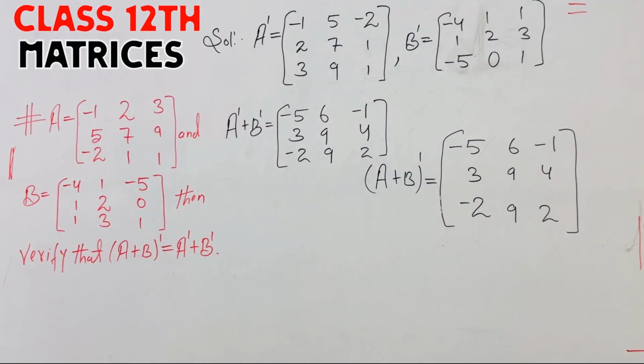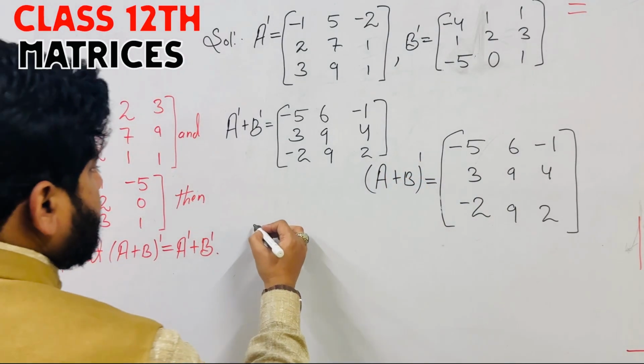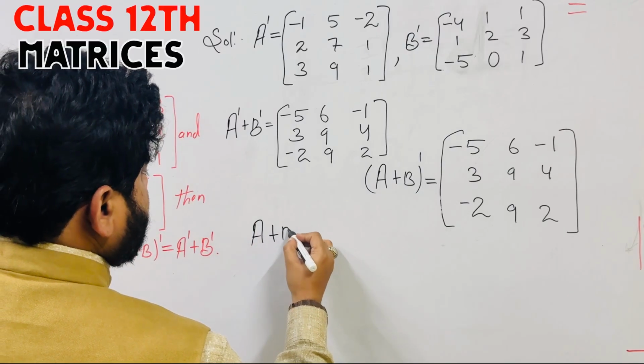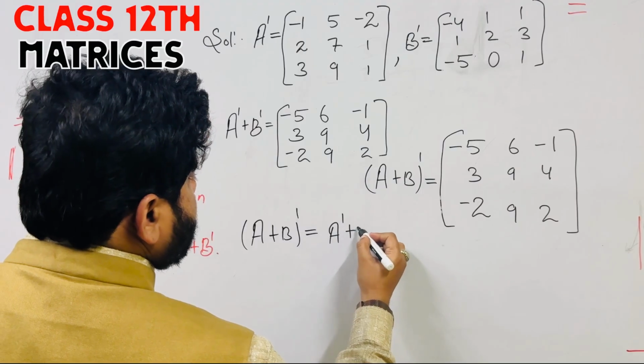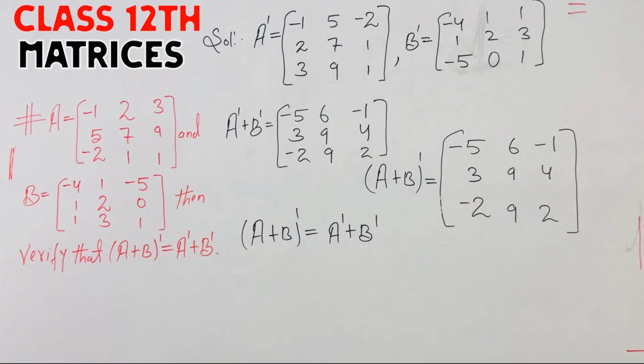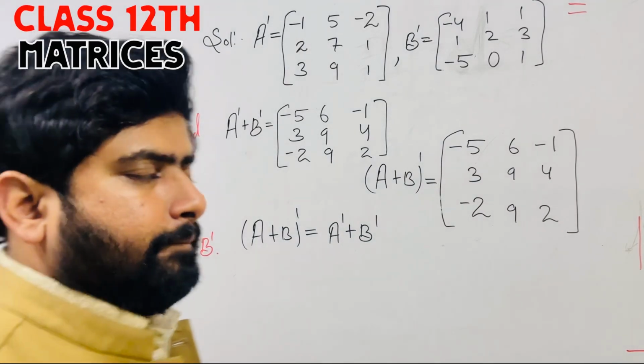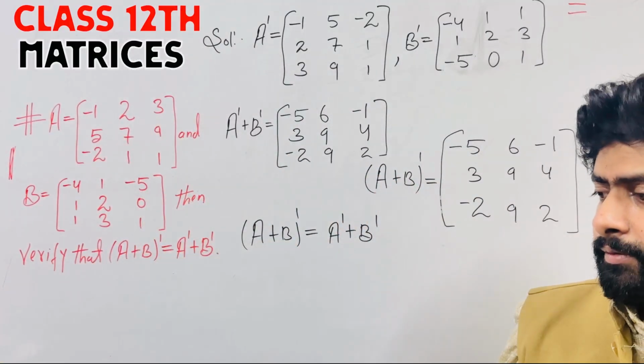Now we can say that the transpose of A plus B is equal to A dash plus B dash. Then verify that. That's all. Note down.